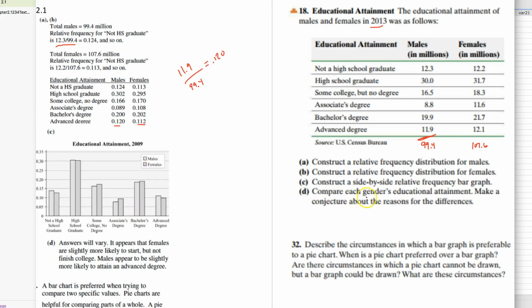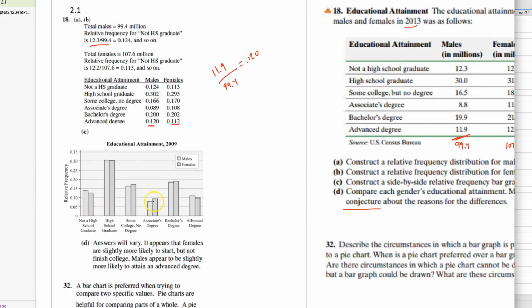Moving on here, compare each gender's educational attainment, make a conjecture, right? A guess, kind of an estimated guess, not just a guess, about the reasons for those differences. And again, this is what the book's answer is. I may argue that there's actually no difference, even though the bars are different values, because the values are in the millions. I would say there is no difference between them. That could be an argument.